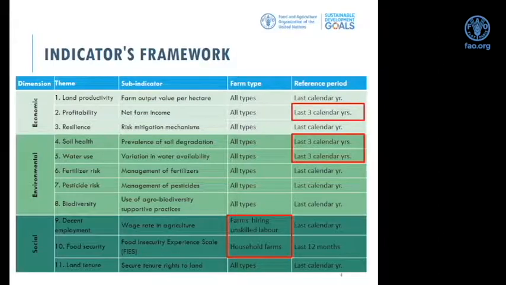Again, in terms of the reference period for data collection or recall, for some of the sub-indicators, it's set at 3 years, while for others, we still consider the last calendar year.